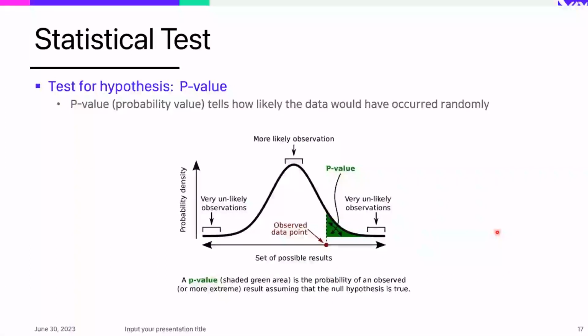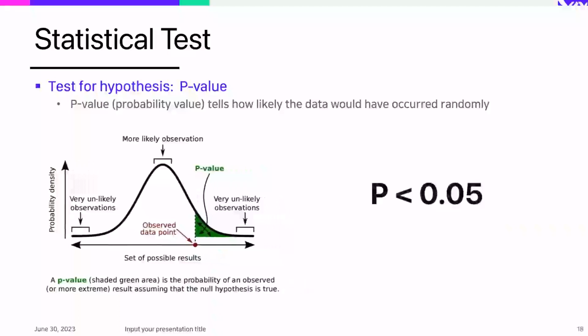And you might also have heard a lot of p-value. The p-value, which is also called probability value, tells how likely the data would have occurred randomly. So if the p-value is low, such as we usually set 0.05 as this boundary, it means that if the p-value is lower than 0.05, the probability that the data occurred by random chance is 5%. So the lower, the better.